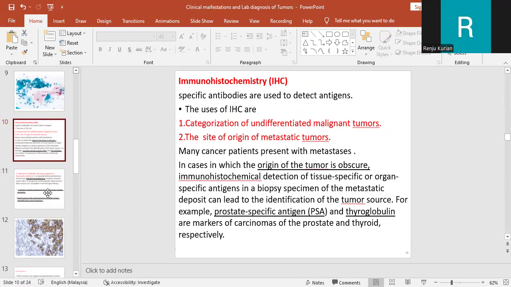If desmin and vimentin are positive, it indicates a sarcoma. CK positivity indicates a carcinoma. LCA positivity indicates a lymphoma.